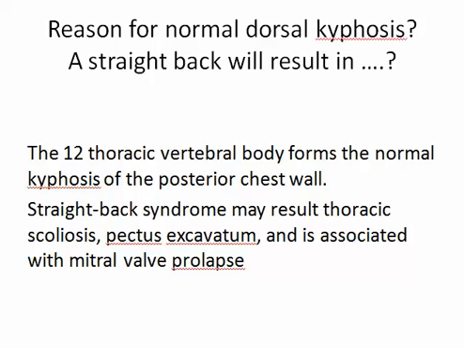So again, the 12th thoracic vertebral body is responsible for the normal dorsal kyphosis, and number two, straight back syndrome may result in thoracic scoliosis, deformity of the sternum as pectus excavatum, and is usually associated with mitral valve prolapse.